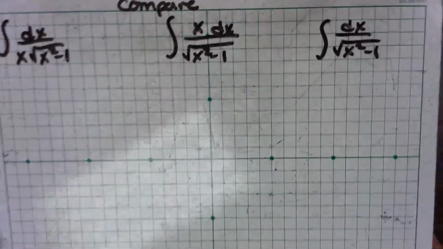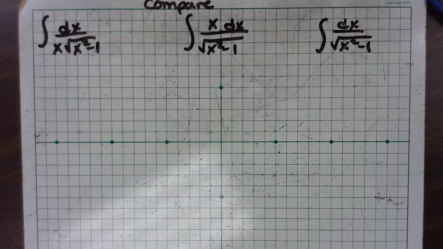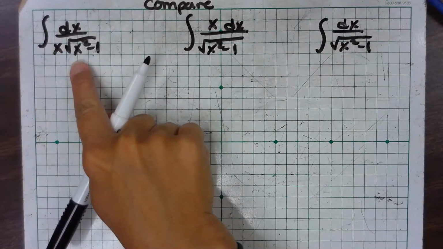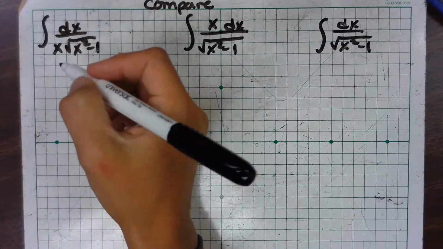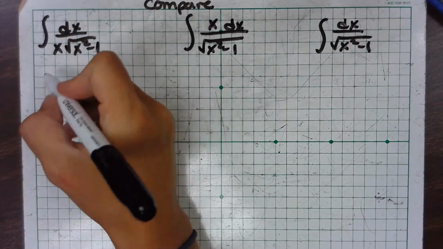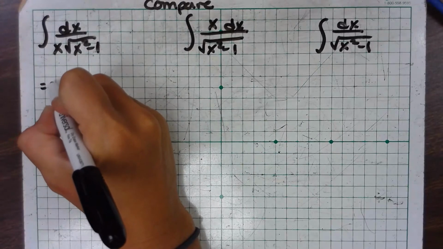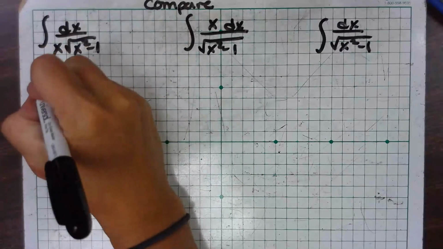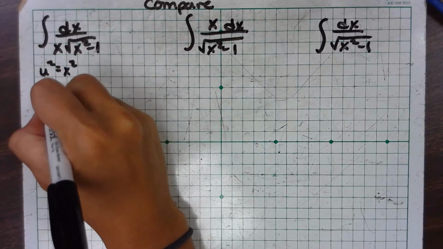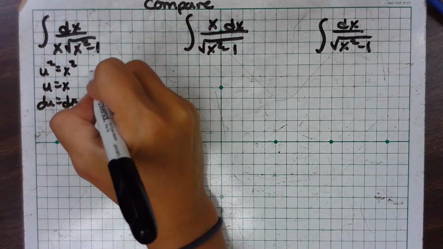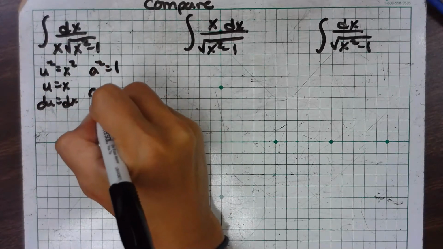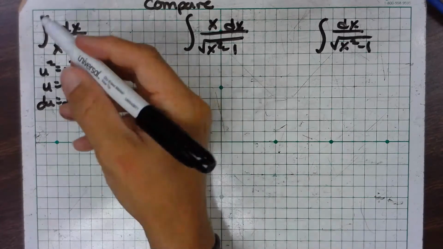Now, let's compare some of these and what they kind of look like. When I look at this one right here, the u squared comes first minus the a squared, and I have the u outside. So this one's actually arc secant. If you want to do this out, u squared equals x squared, so u equals x, du equals dx, so I've got the dx there. a squared equals 1, so a equals 1. Notice I got the u out there.